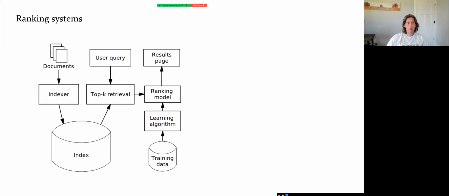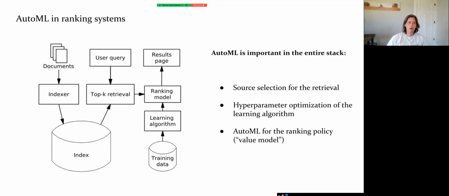Ranking systems are an important part of many internet services, and they generally consist of a few components that all work together to produce a ranked list of relevant items. AutoML is important for every component of this system. We can use AutoML for source selection of the retrieval system. We can do hyperparameter optimization of the learning algorithm. And AutoML can be used to learn an effective ranking policy, which is often called the value model.